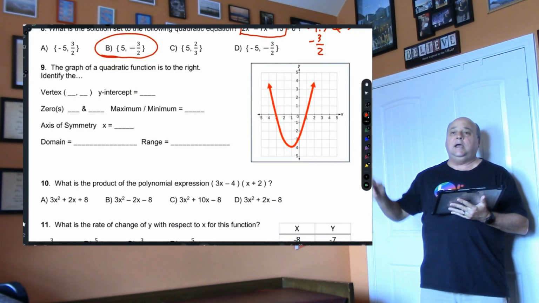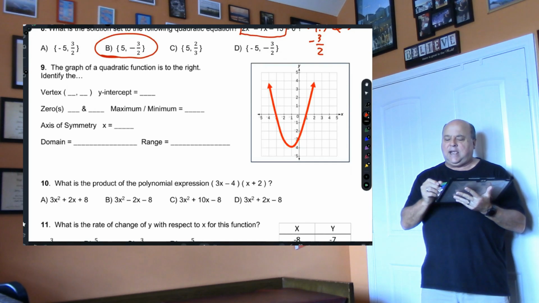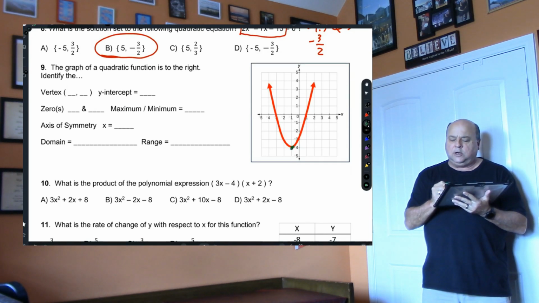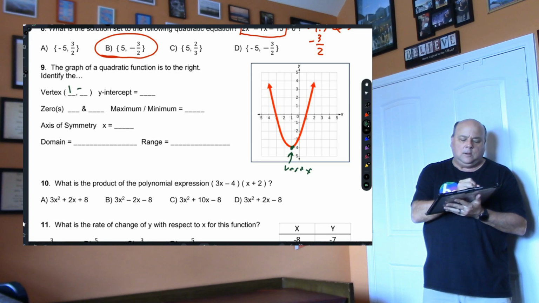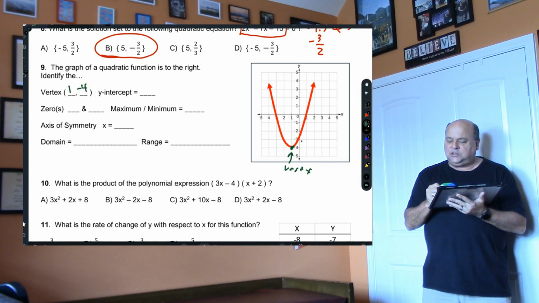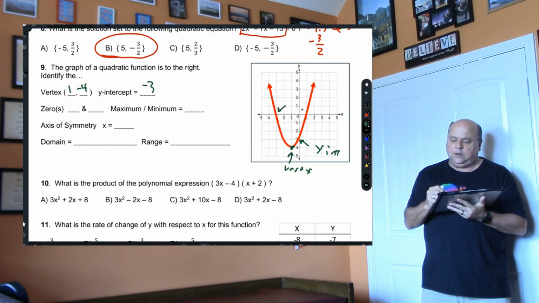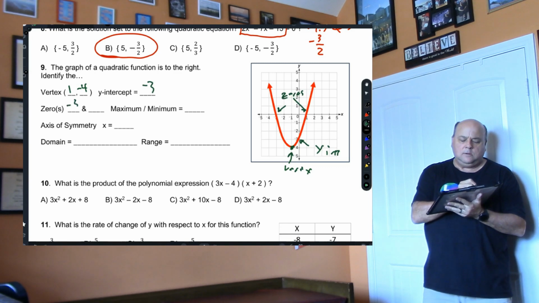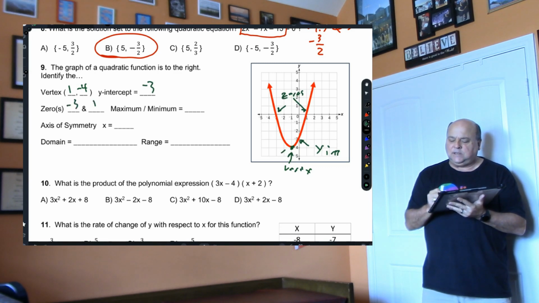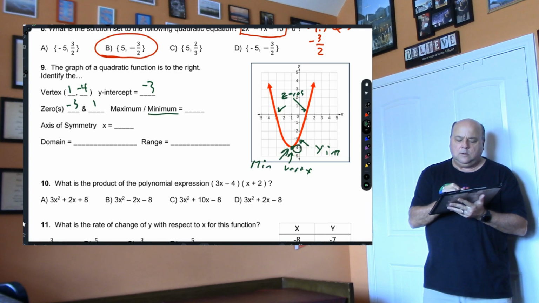Continuing on, you've got to know all these key attributes. Right here is your vertex. That's going to be your max or min. So my vertex is at 1 and negative 4. The y-intercept is right here, and it's at negative 3. The zeros are here and here. They're at negative 3 and 1. Since this is the bottom, it's a minimum. The minimum is negative 4.